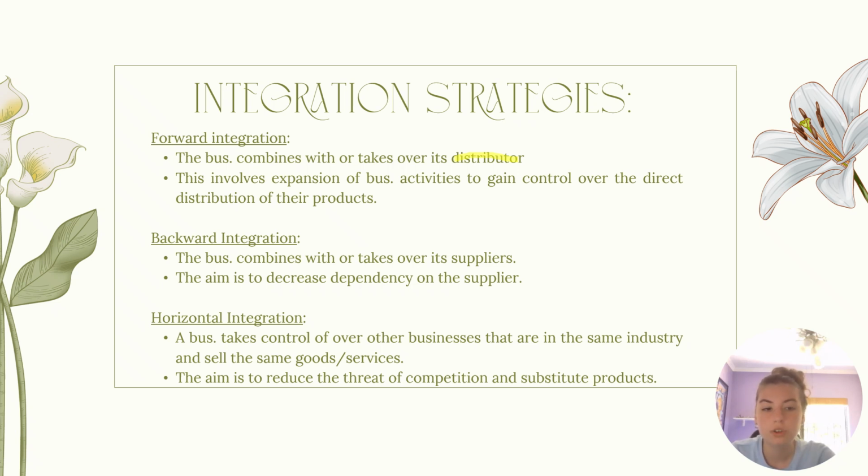For backward integration, the business combines or takes over its suppliers. The aim is to decrease dependency on those suppliers. And for horizontal integration, business takes control over another business that is in the same industry and sells the same products or services. The aim here is to reduce the threat of competition and substitute products.